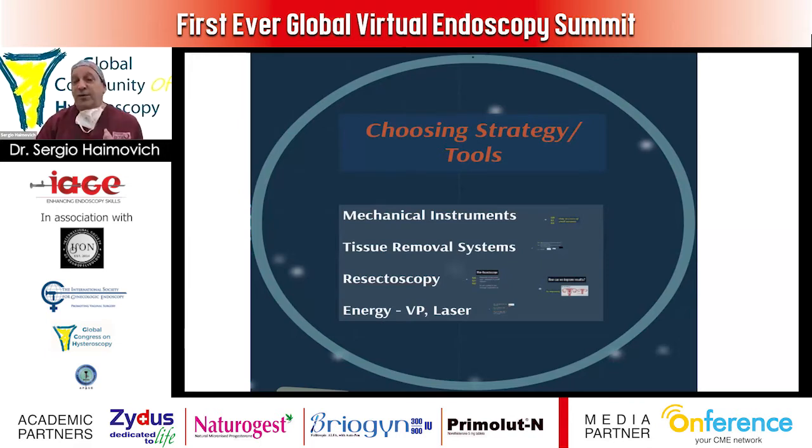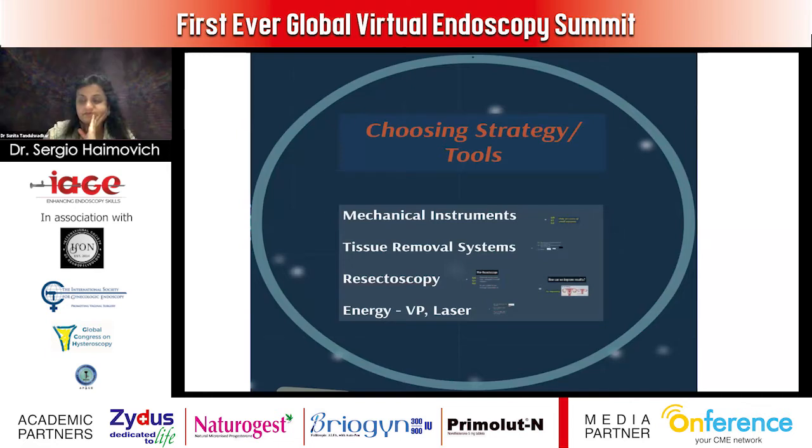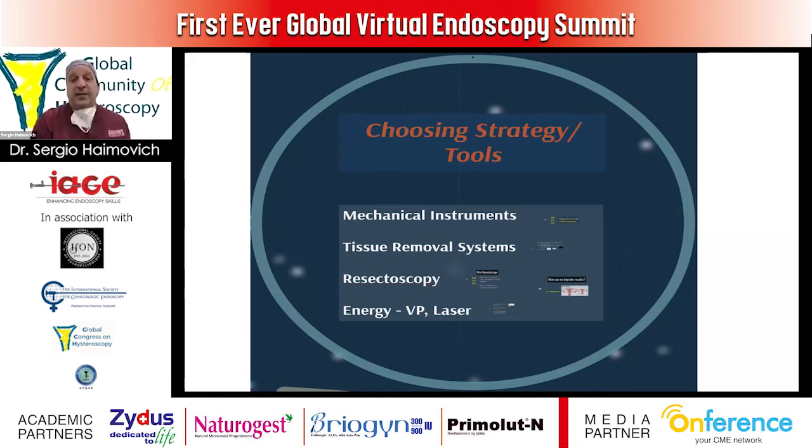So we have 4 different options: mechanical instruments, which all of you know about, tissue removal systems or morcellators, resectoscopy, that's the best known one. But when I talk about resectoscopy, I talk about the mini resectoscope. And the use of energies like VersaPoint, which is bipolar, or the use of lasers.